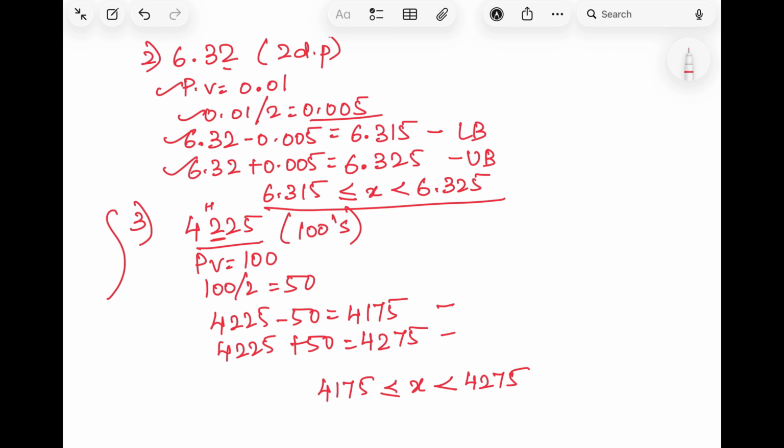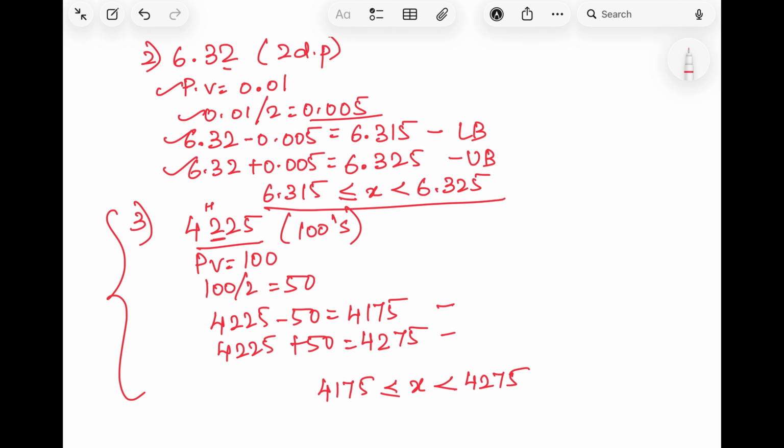So this was the final example for finding the bounds, because after this we need to also do calculations using these bounds. First we need to find the bounds of numbers, and then we need to perform certain arithmetic calculations on those numbers also. Okay, I hope this is clear how to find out bounds.